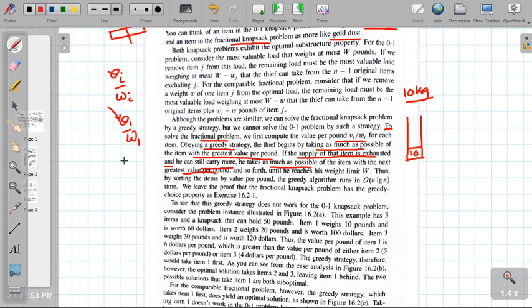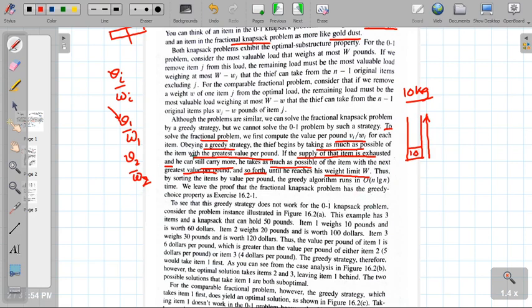I will fill it up by going by the V2 by W2 ratio, which is the second largest value per pound in our algorithm. And so forth, we have to do this until he reaches his weight limit W. Until he reaches the weight limit W, the thief keeps on taking items that way.